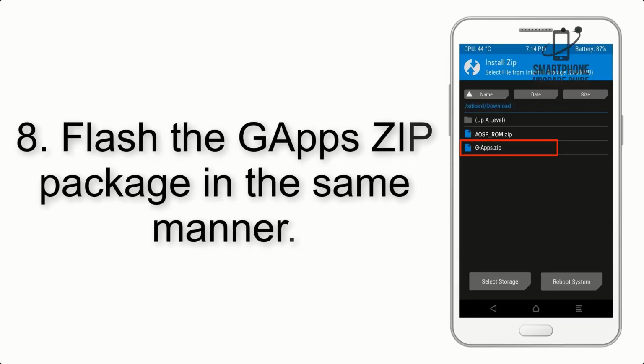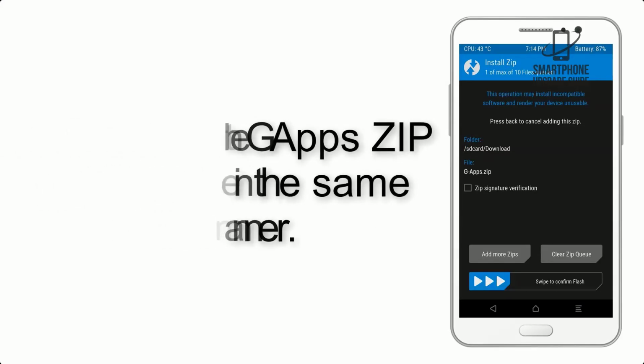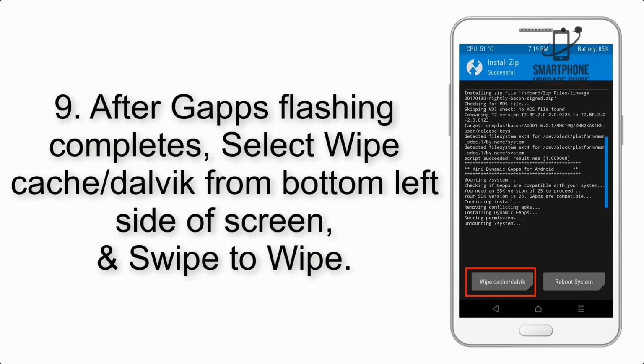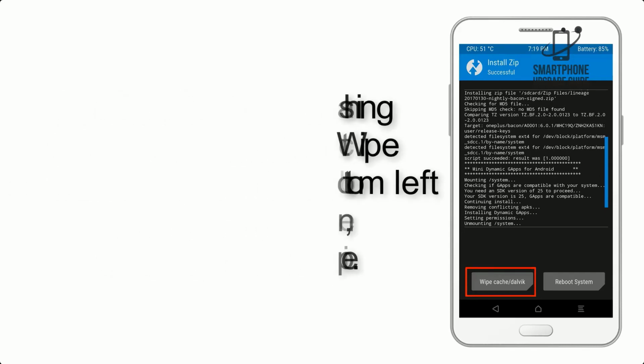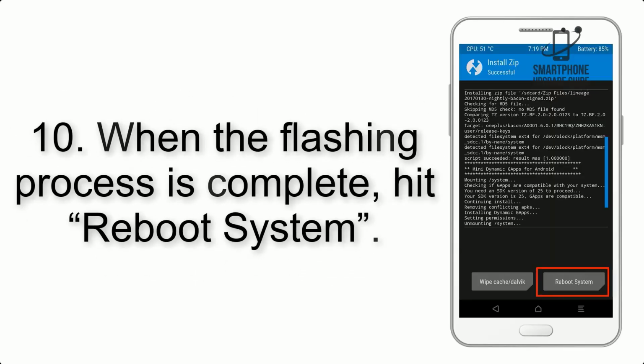Step 8. Flash the GApps zip package, in the same manner. Step 9. After GApps flashing completes, select Wipe Cache and dalvik from bottom left side of screen, and swipe to wipe. Step 10. When the flashing process is complete, hit Reboot System.